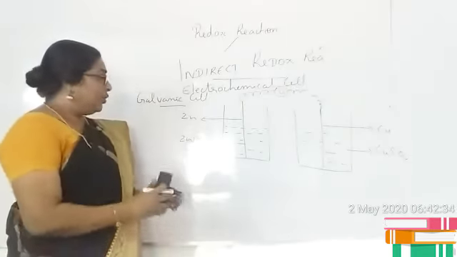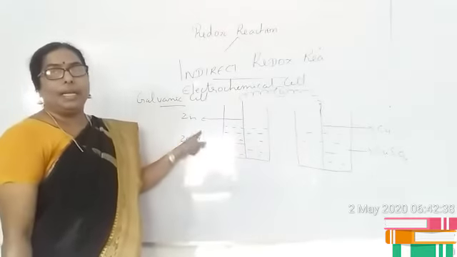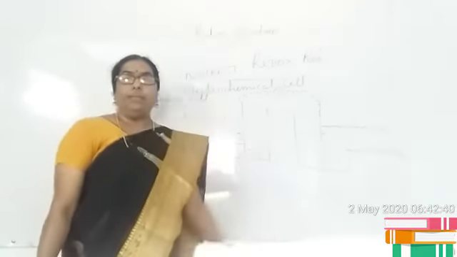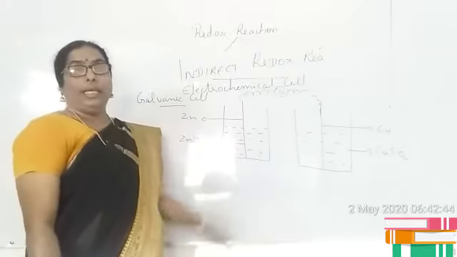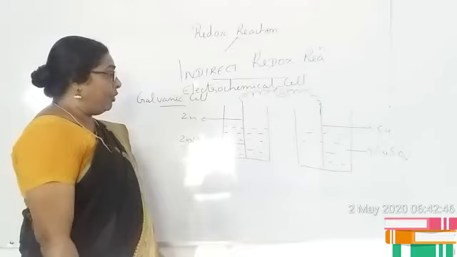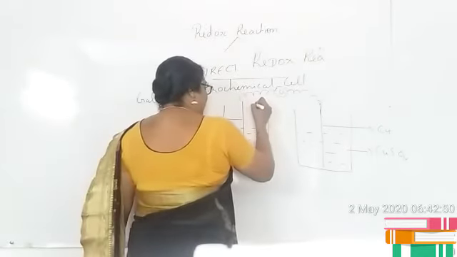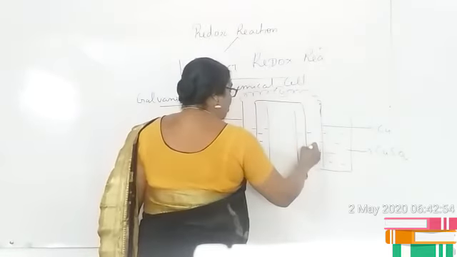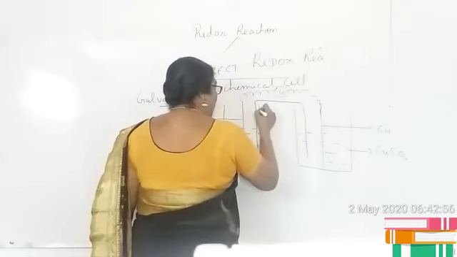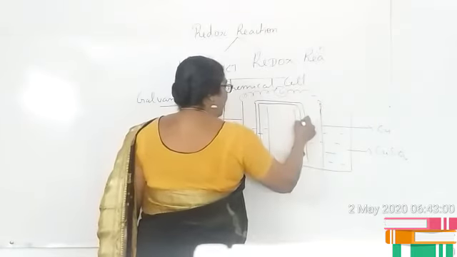Is it clear? So we have taken two beakers. In one beaker, zinc sulfate and a zinc rod is dipped in that. Other beaker contains copper sulfate solution and a copper rod. The electrodes are connected to galvanometer using copper wire. Now, these two beakers are connected by using a U-shaped glass tube. Okay, we are using a U-shaped glass tube to connect these two beakers.